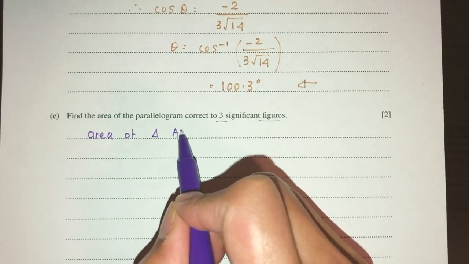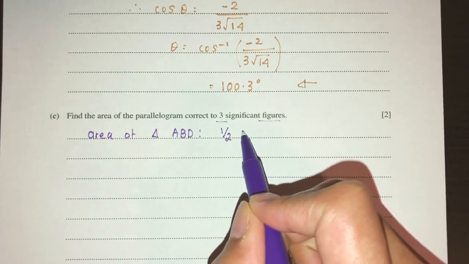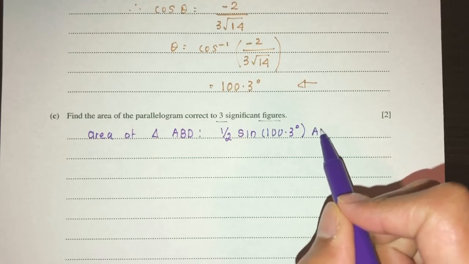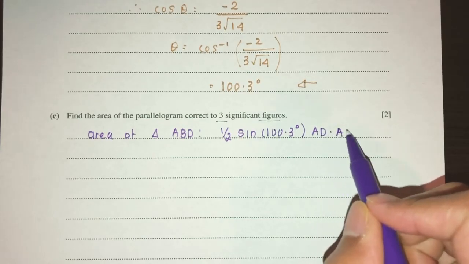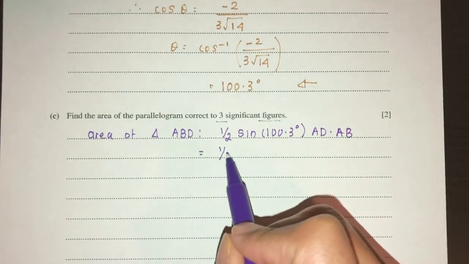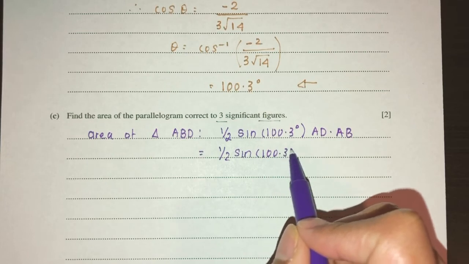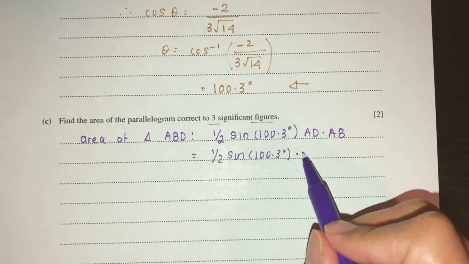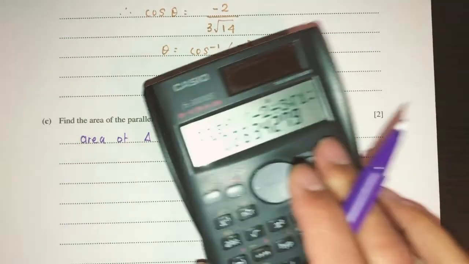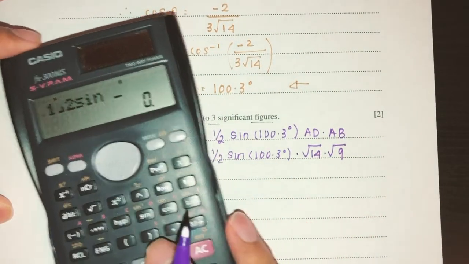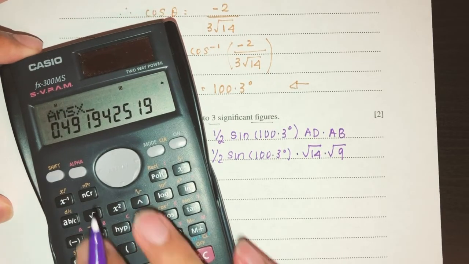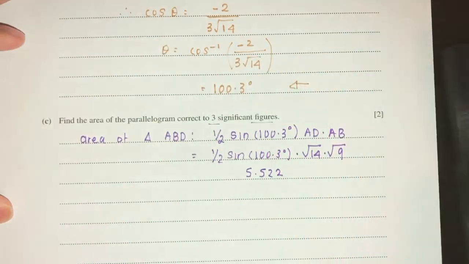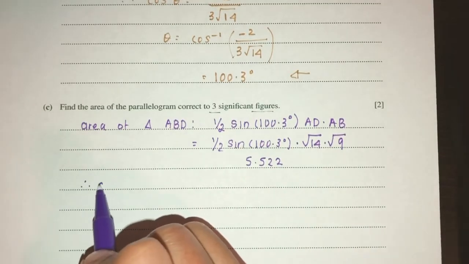of triangle ABD by using the formula half times sine of the angle, which is 100.3 degrees, and times the two sides, which is AD, and we have AB, right? So half sine of 100.3, and we know here that the size of AD is root of 9, and this is root of 14, so that will be root of 14 times root of 9. So let's simplify. So half sine of the angle 100.3 times root of 14 times root of 9. That will be 5.522.